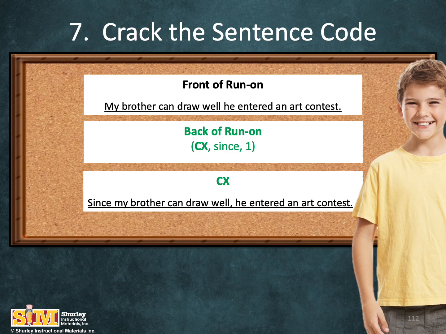When the group shares the results with the whole class, the class guesses the code used to join the clauses by comparing the run-on with the newly created complex sentence. As the class guesses the code that was used, it's a practice of reverse thinking.